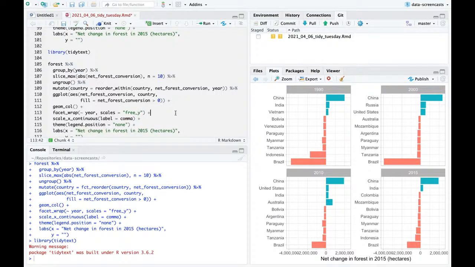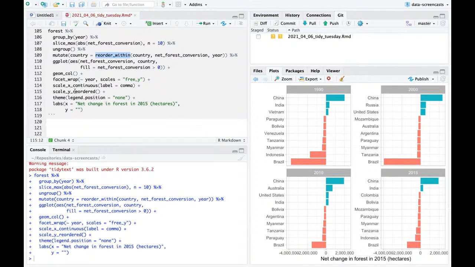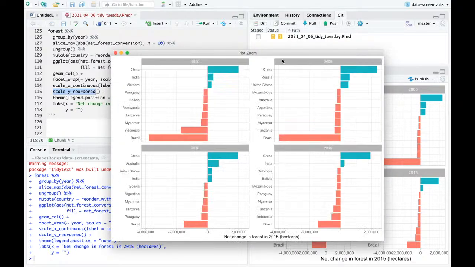And the other step is scale y reordered. I do these two parts, they always go together. Reorder within, scale y reorder, two great tastes go great together. And now I can say, okay, here's what deforestation looked like each of these years.